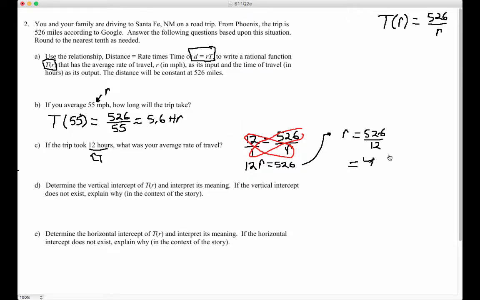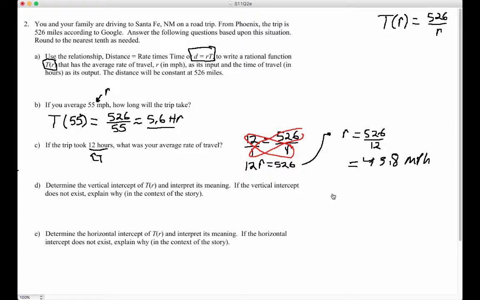So we'll incorporate that in there. So that was miles per hour. Notice back over here, the previous solution was in hours, okay? Determine the vertical intercept T of R and interpret its meaning.